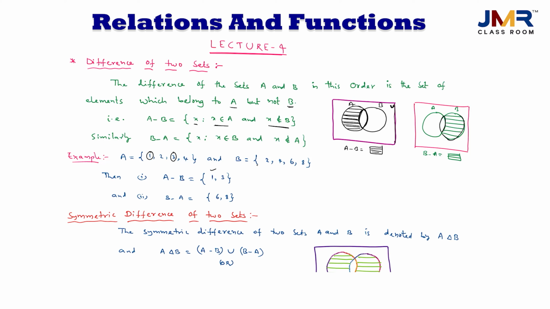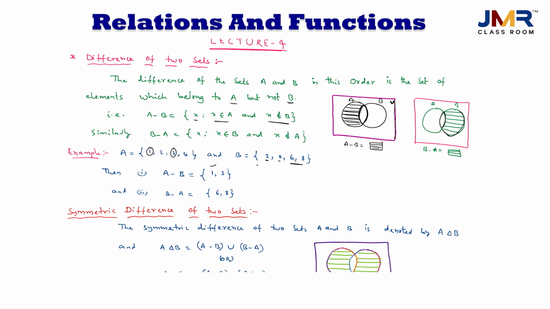Similarly, B minus A, those elements which are present in set B, not in set A. For example, 2 is there in set B as well as set A, so don't take 2. And 4 is also in set B as well as in set A. But 6 and 8, these two elements are exclusively present in B but not in A. So B minus A equals {6, 8}. I hope you understand how to find A minus B and B minus A when two sets are given.